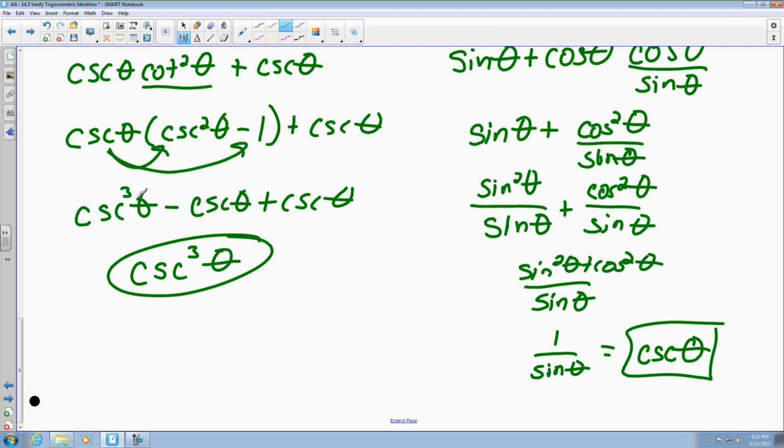Okay? And this is the first half of verifying trigonometric identities. Hope this helps. Till next time.